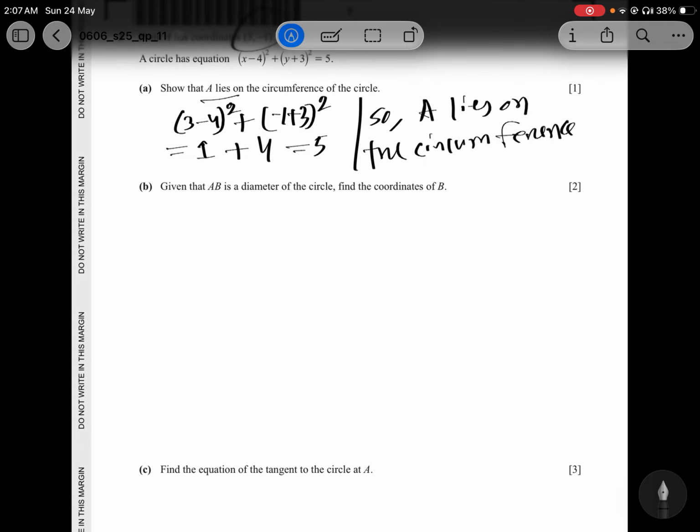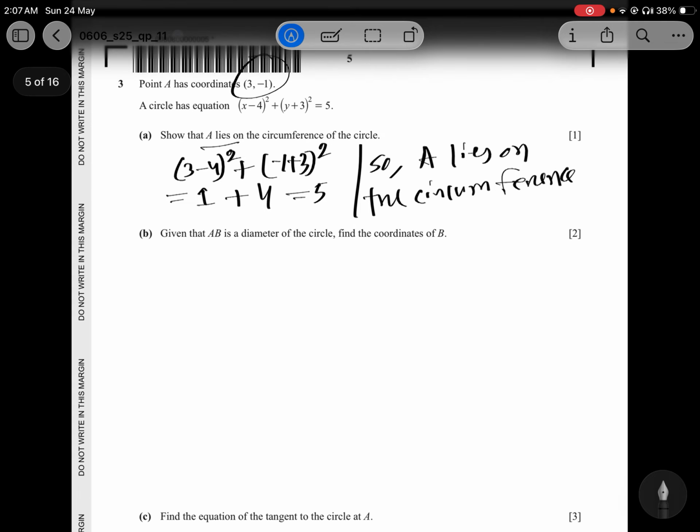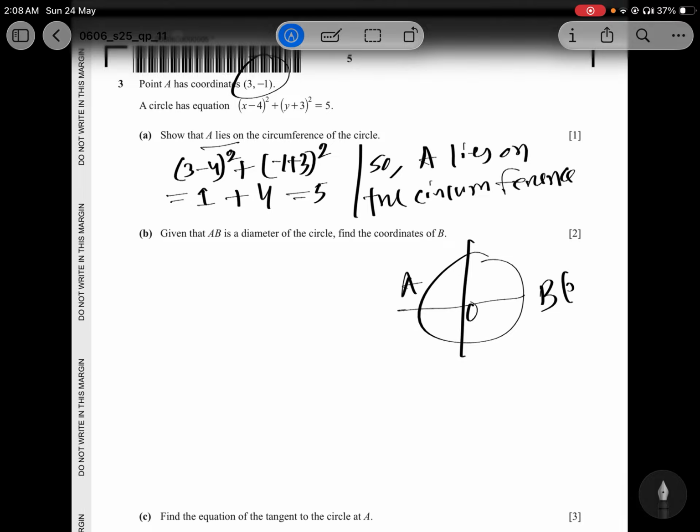Now, given that AB is the diameter of the circle, nice. Let's take A, B, this is our O. Find the coordinates of B. Let's check X and Y. Now the center O is (4, -3). So the center should be the midpoint, right?